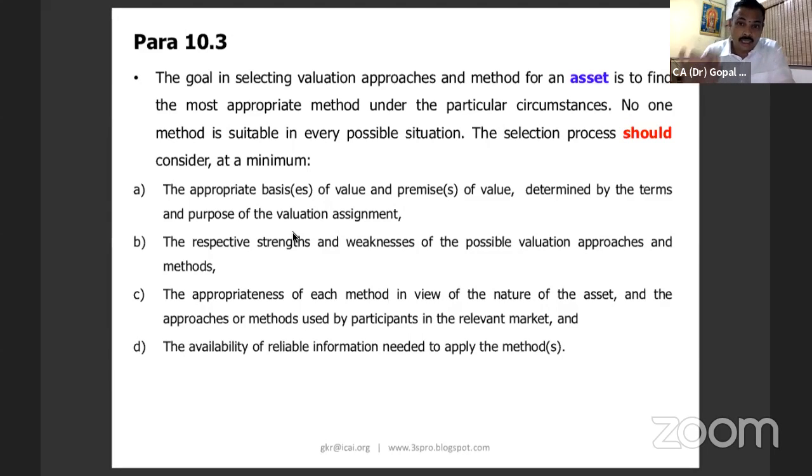Please look at this. In view of the nature of the asset and the approaches or methods used by participants in the relevant market. I discussed the appropriateness; you have to say that. Sometimes all the three approaches may be appropriate, so then say all the three seem to be appropriate. And availability of relevant information needed to apply the methods. So what are all the data being provided by management, from market, third-party data? What is the information being provided to me? So that is 10.3. Now come to 10.4.